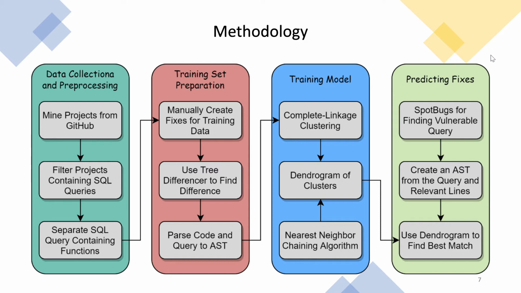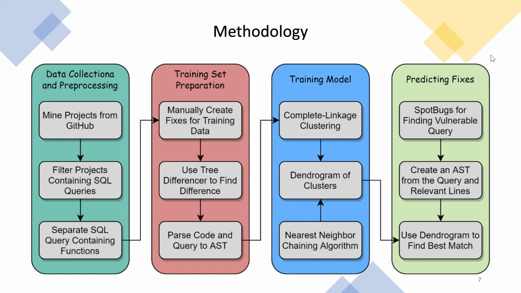Then we used a tree differencer to find the difference between the vulnerable portion and the solution. So we got the vulnerable function and the solution, and we used the tree differencer to see only the lines or segments of code that are different in these two portions. After that, we parsed the code and the query of that difference, and we generated the AST.